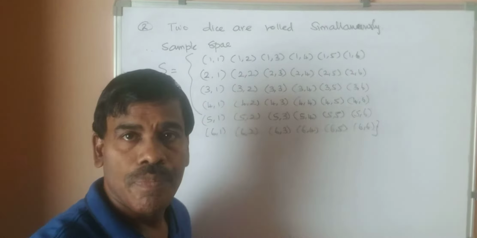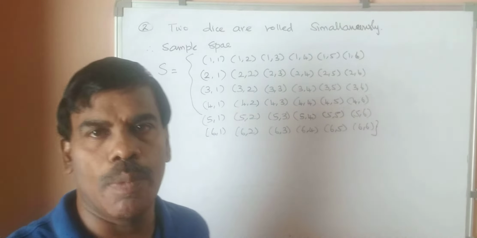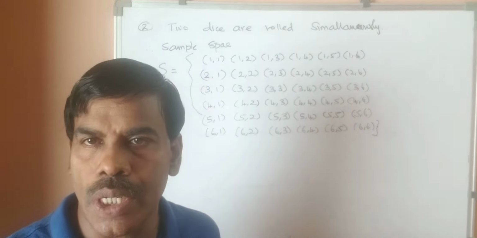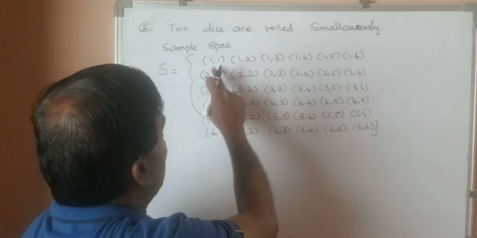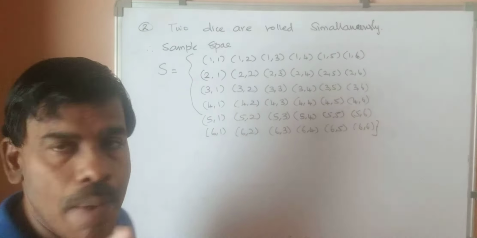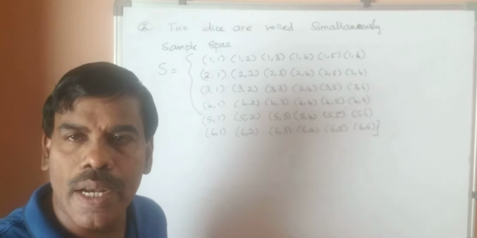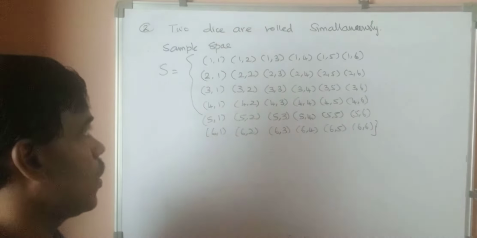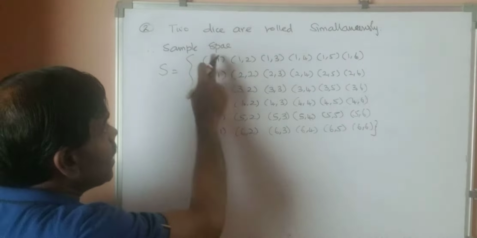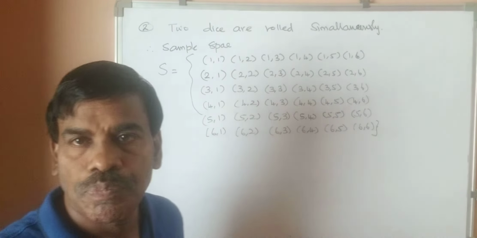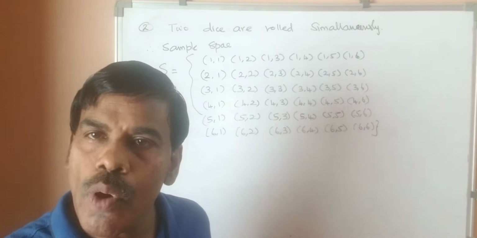You tell me, can there be any other possibility of getting any other combination of these pairs? No, pair, say two. Okay. Can you get anything else if you are rolling 2 dice at a time? No. These are the possibilities. So, sample space we got. Now what we want? Sample points.